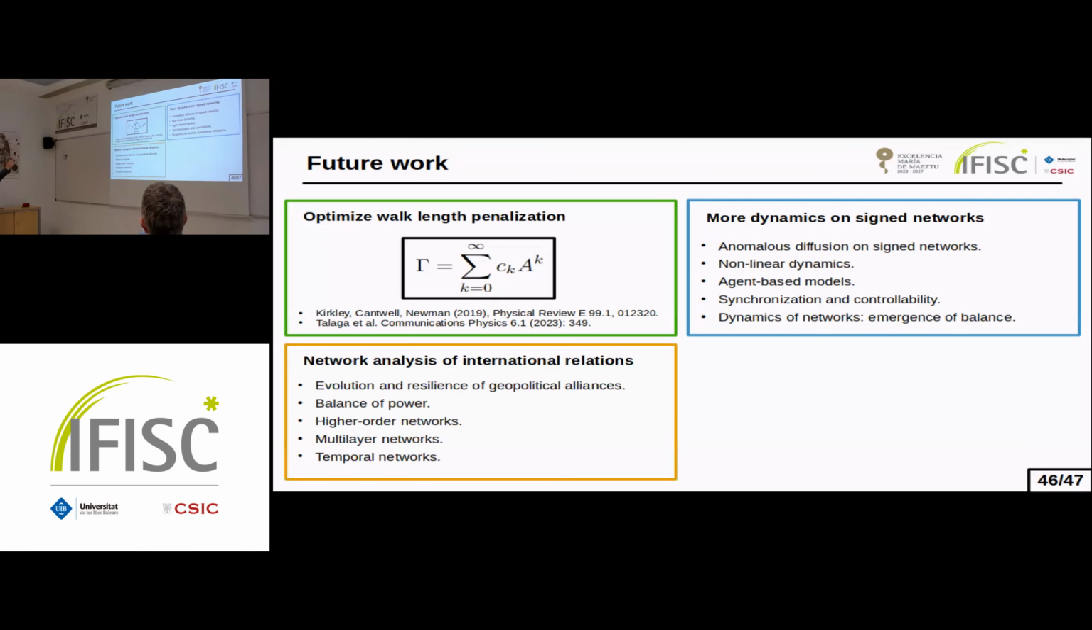Third, I think it is important to keep looking at what network science can say about international relations. And here, I think higher order, multi-layer, and temporal networks will play a key role because many of the features in international relations can be modeled as this. For example, alliances are a clear example of a higher order interaction.